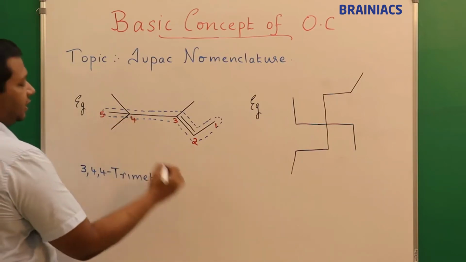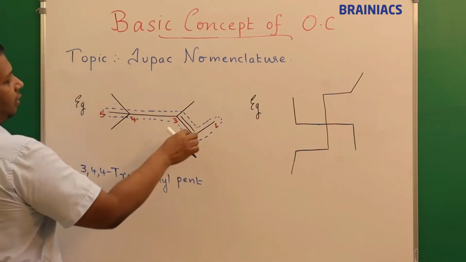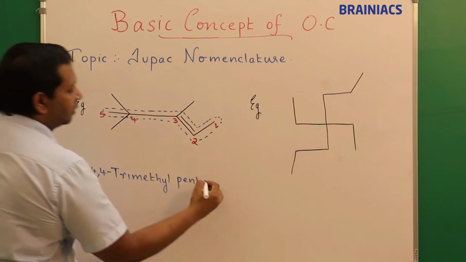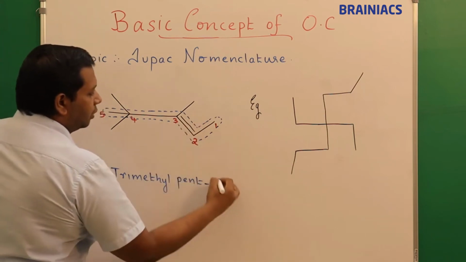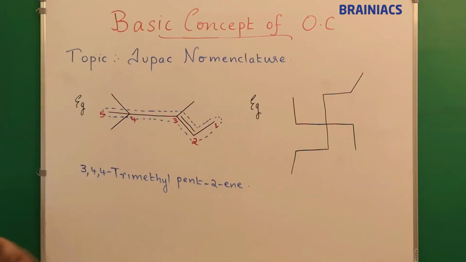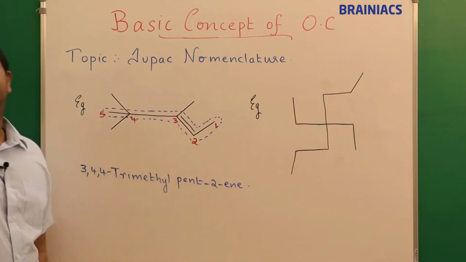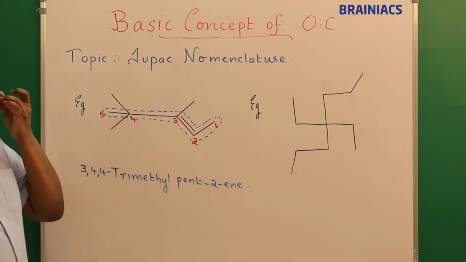Trimethyl. The parent chain has 5 carbon atoms, so I will write pent. Okay, now tell me at which position the double bond is present. At the 2nd position, pent-2-ene. This is it: 3,4,4-trimethylpent-2-ene. This is the IUPAC name of this compound.